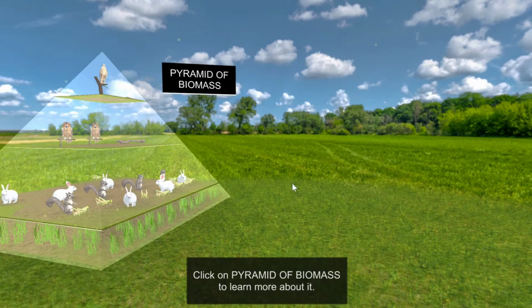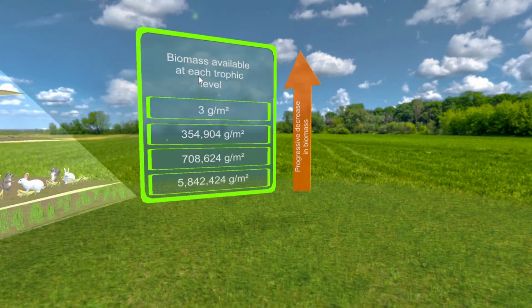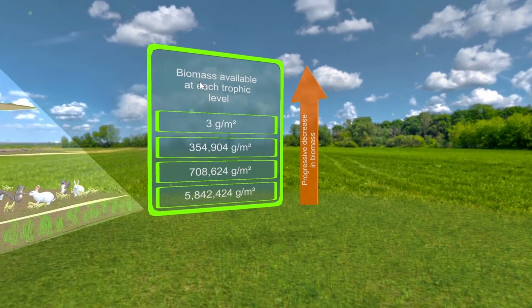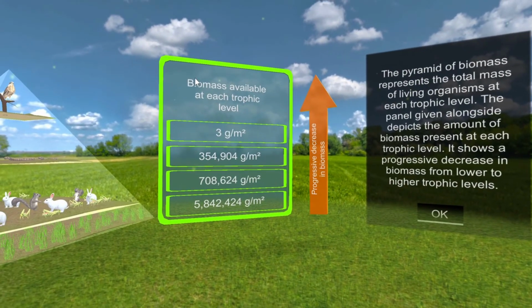Click on Pyramid of Biomass to learn more about it. The Pyramid of Biomass represents the total mass of living organisms at each trophic level. The panel given alongside depicts the amount of biomass present at each trophic level. It shows a progressive decrease in biomass from lower to higher trophic levels.